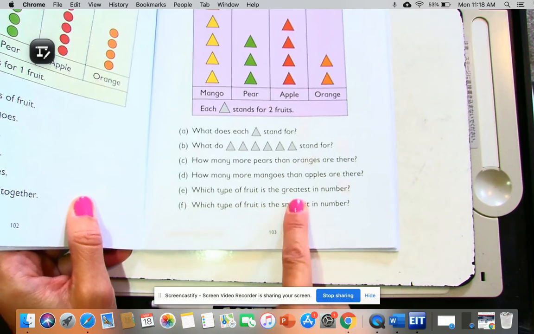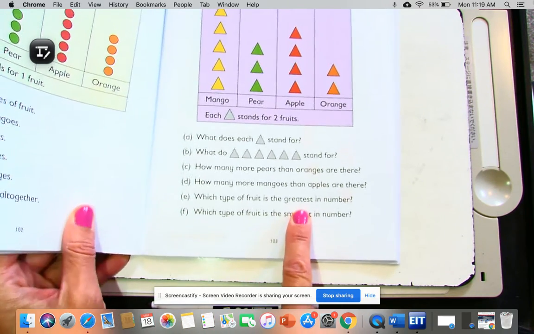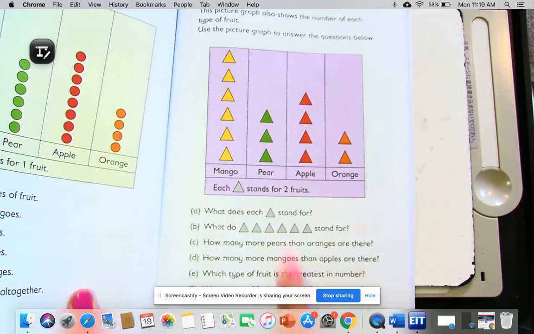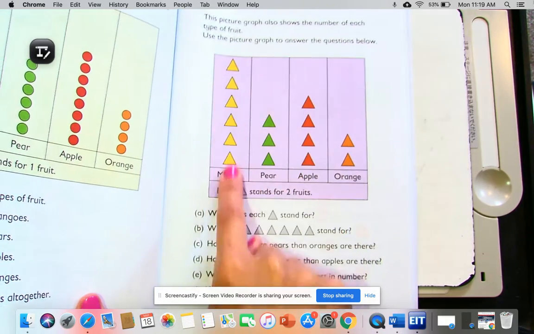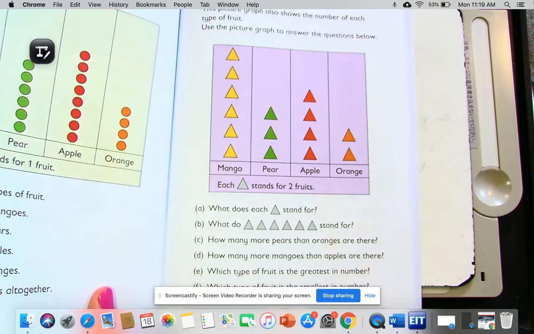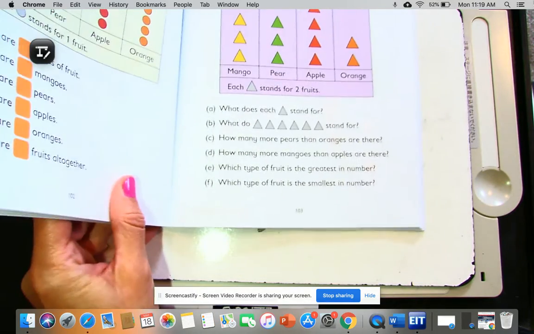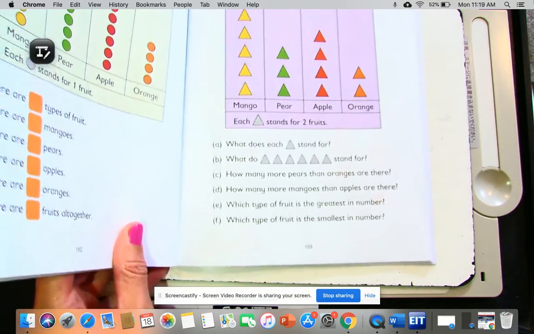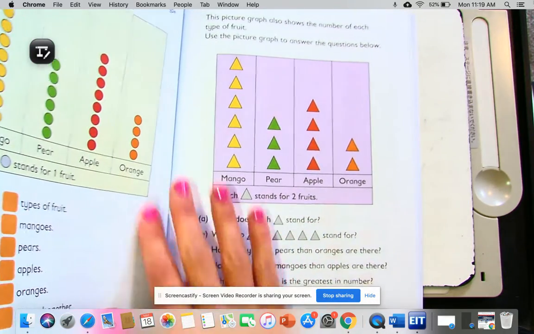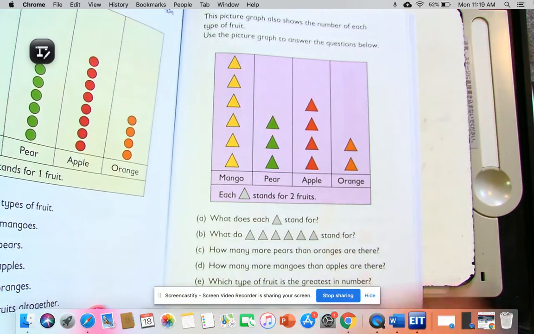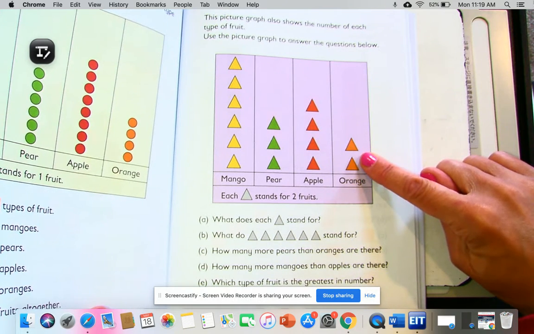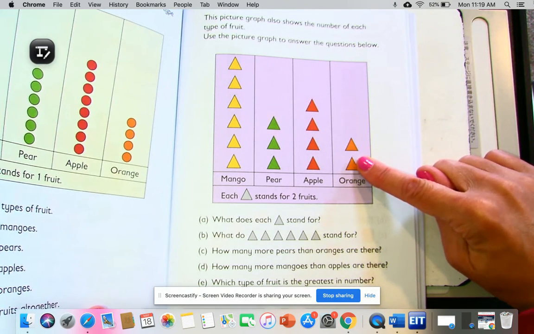Which type of fruit is the greatest in number? Here we can easily see that the mangoes have the tallest amount. So we have the most mangoes. And which type of fruit is the smallest in number? Again, because it's in this format where it's very easy for us to see, we can see the shortest amount is oranges, the smallest amount.